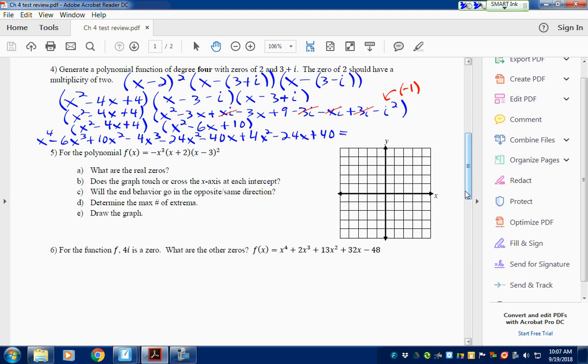And then I've got to combine like terms. So I've got an x to the fourth. Take care of that. I've got a negative 6x cubed, a negative 4x cubed. There's negative 10x cubed. Is that it? So negative 10x cubed. Does that look okay? I didn't miss any here or mess up on a power.